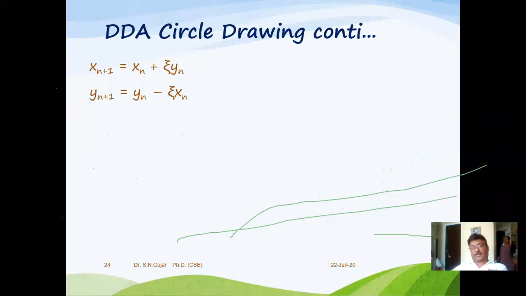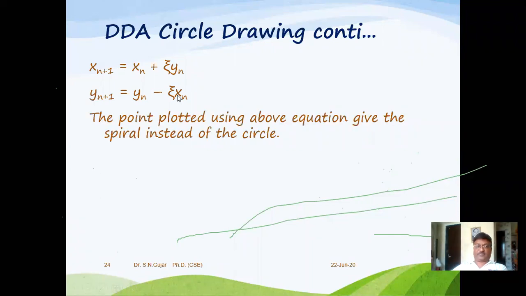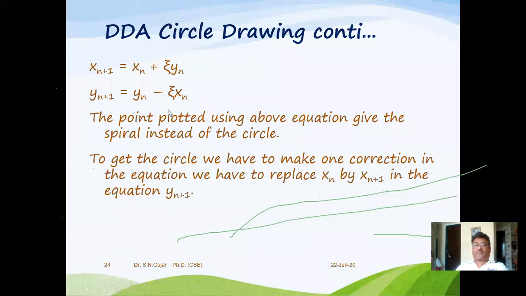X1 plus y increment. Okay. So here I have calculated this yn and xn as an increment. The point plotted using the above equation gives a spiral instead of a circle, so you need a little bit of modification over here. So what is the modification?